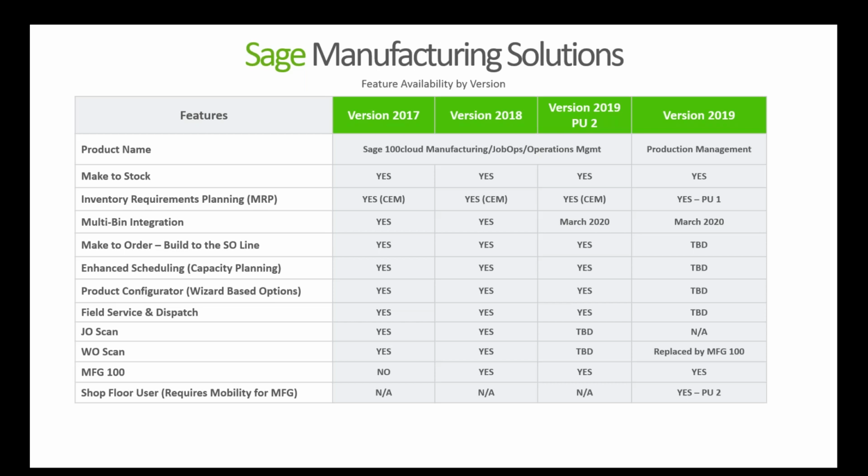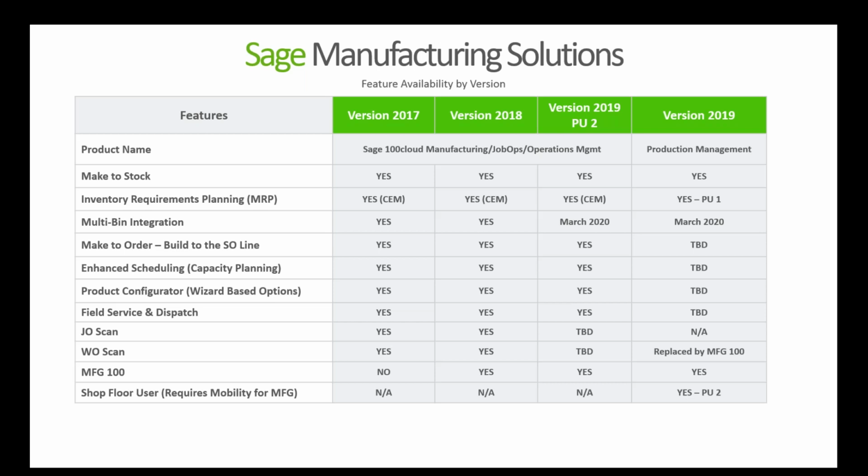Manufacturing 100 came into play at version 2018, as did Tech Dash. I didn't put Tech Dash on here for some reason. And then the JOScan, the work order scan, those products are being deprecated as we move into the 2018 version of operations management or into production management for version 2019. IRP was released for production management at PU1. Our multi-bin integration should be available next month. All of that other stuff to be determined.